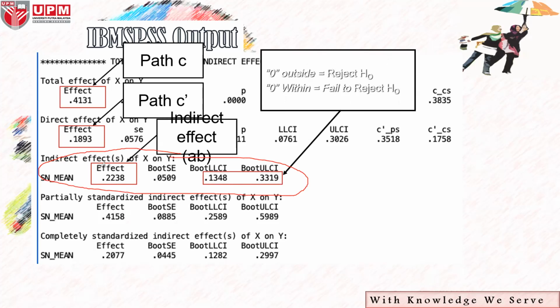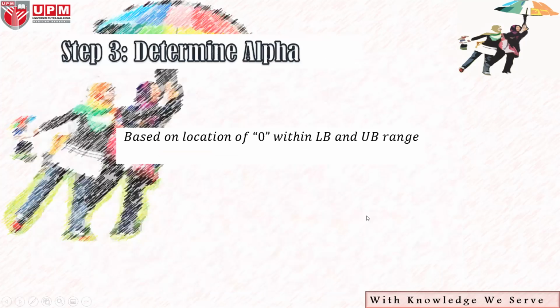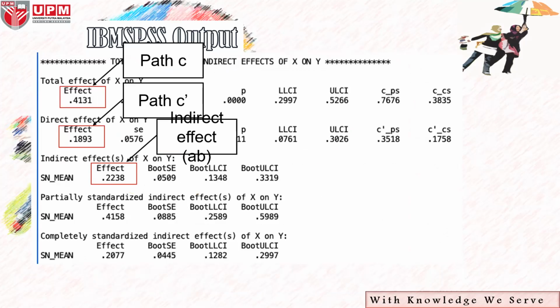This reflects the indirect effect, and also the mediation effect. Okay, next one, nothing more. So again, how to determine the relationship, the influence or the mediation effect, is based on the location of zero within the lower bound and upper bound range.